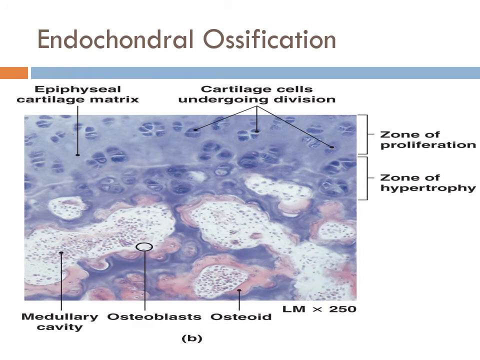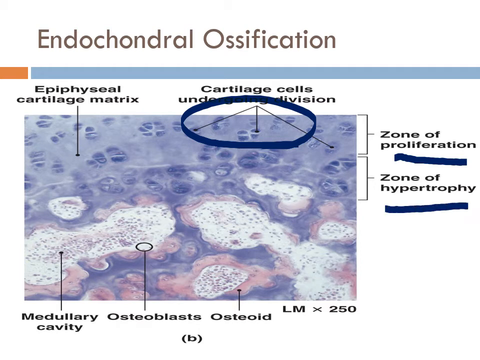So here we're looking at this metaphysis where you've got the bone growth happening. So these are your cartilage cells, and they are expanding and dividing. So that's the zone of proliferation where they are actively dividing and expanding. And then in the zone of hypertrophy, they are enlarging and then differentiating into osteoblasts. And here we have bony tissue being created.